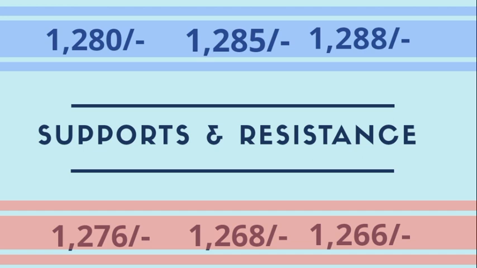For the supports and resistance, nothing changed much. The first support is at 1,276, followed by 1,268 and 1,266. Also 1,272 can be considered a strong support as well. For the resistance, 1,280, followed by 1,285 and 1,288. That's all. We will move on now to the trading strategy.